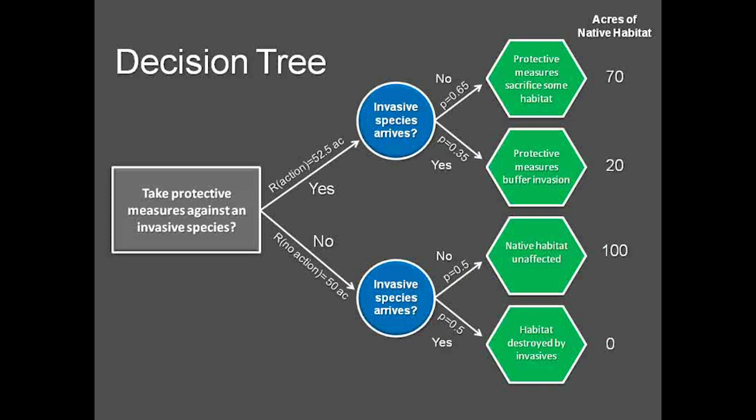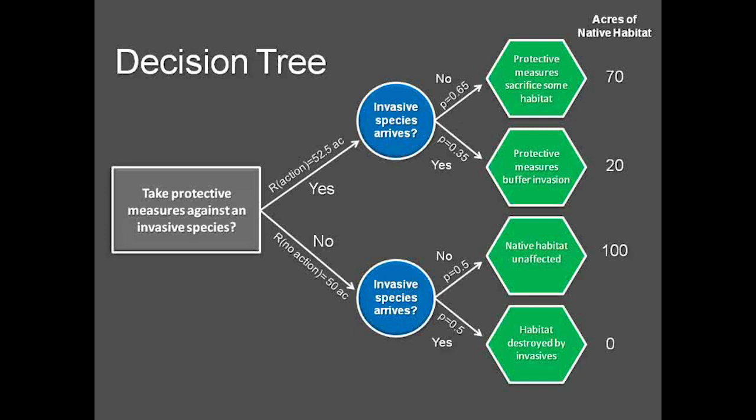So we could decide to take protective measures against the invasive species. Then we would be in the top of the decision tree. We would follow the arrow coming out of our decision node that says yes. Once we've done that, we then go into a chance node. And the question in the chance node is, will that invasive species in fact show up? There are two possibilities, yes or no.